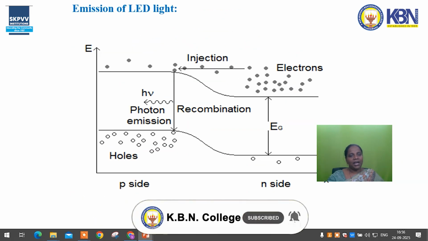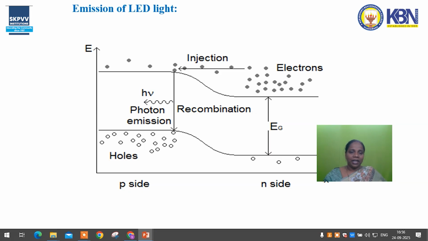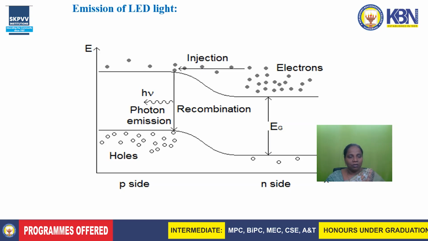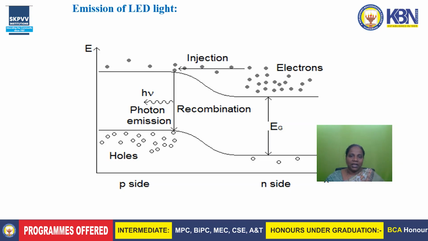So this is the energy gap of the LED. An LED contains two energy bands: one is the lower energy level and the other is the upper energy level. The lower energy level we call the valency band and the upper energy level is the conduction band. The lower energy level contains holes, and the upper energy level contains electrons.